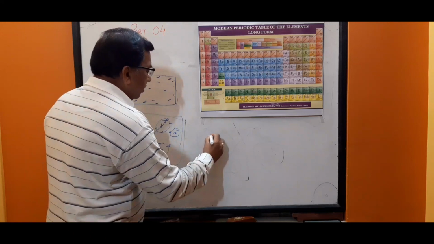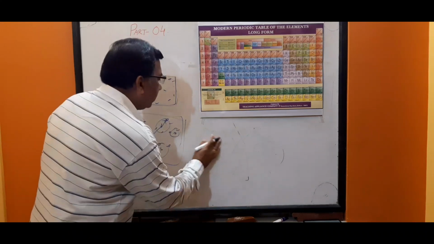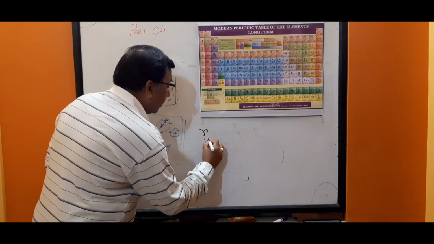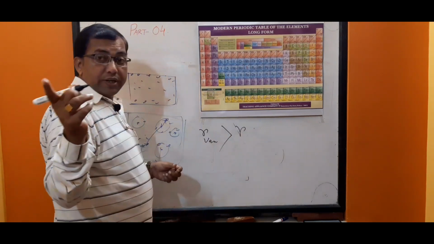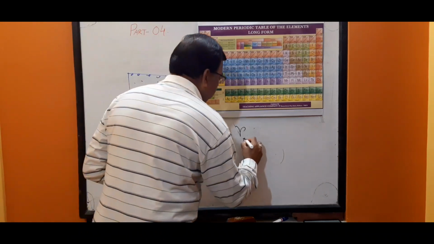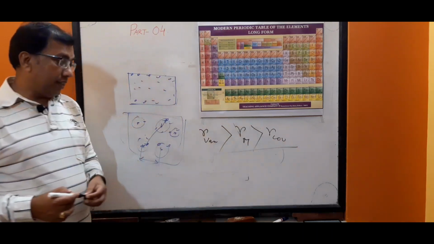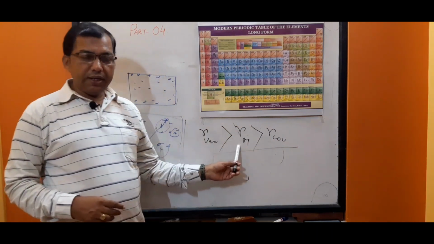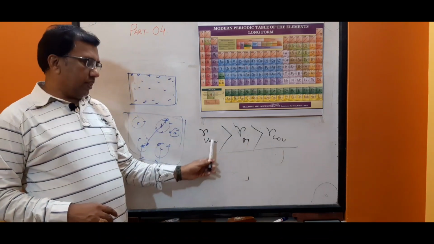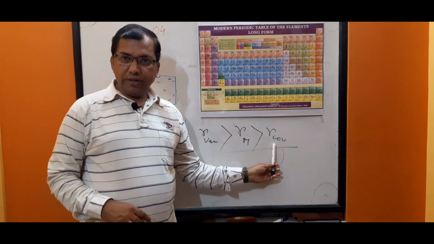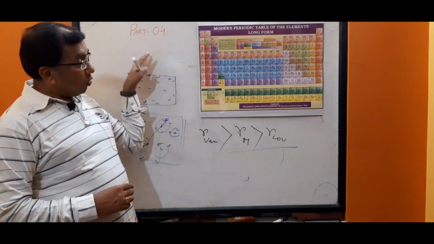That means, note it down: R van der Waals is greater than the radius of metallic, then covalent. This is the relation. The van der Waals radius is greater than metallic, greater than covalent radius. R van der Waals is greater than R metallic and greater than R covalent. Clear? This is the concept of atomic radius.